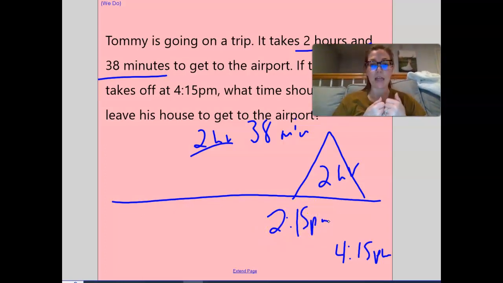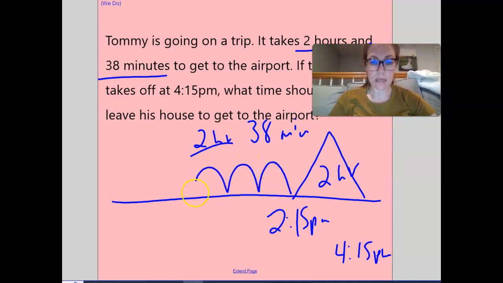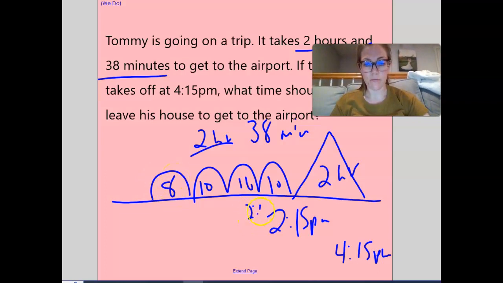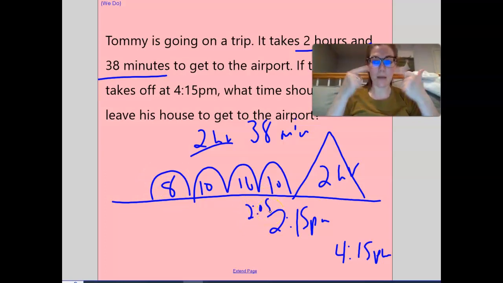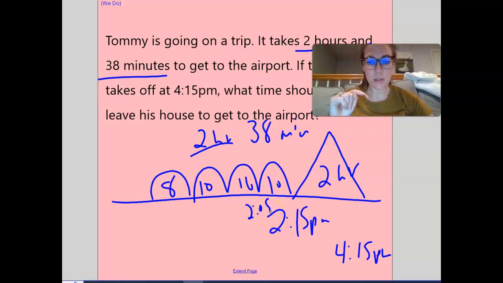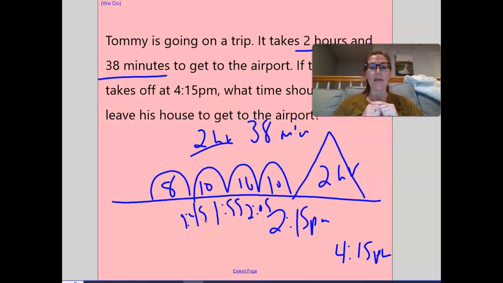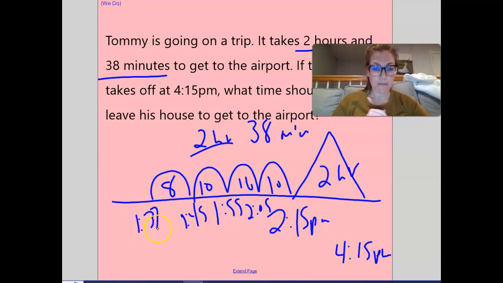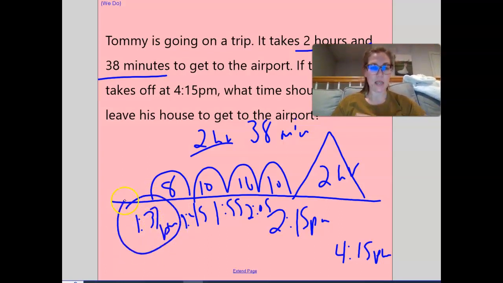I'm going to break that into tens. So 10, 10, and 10, and then an 8. 10, 10, and 10 is 30, and then an 8. Okay. 2:15 minus 10 is 2:05. 2:05 minus 10, I'm going into another hour backwards. So that's 1:55. 1:55 minus 10 is 1:45. And 1:45 minus 8 is 1:37 p.m. So that's when he has to leave his house to get to the airport.